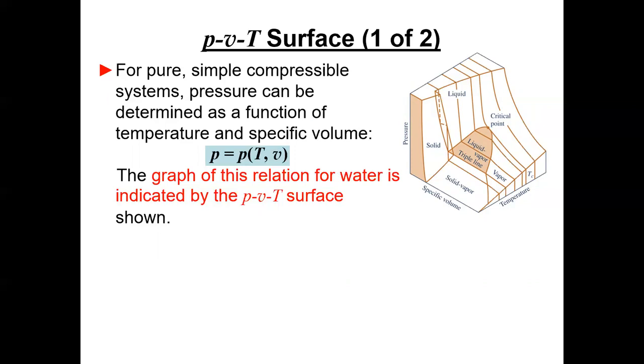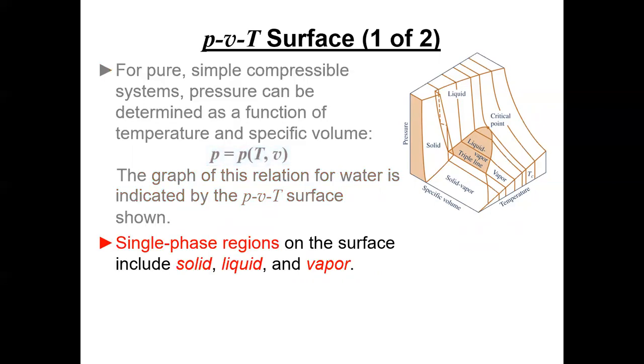You can also think about looking at the sides of this to get a two-dimensional diagram. If you get down on the lower left corner and look up at it, you would see a pressure versus specific volume plot. And if you got down on the lower right-hand corner and looked up at it, you would see a pressure versus temperature plot. So anyway.